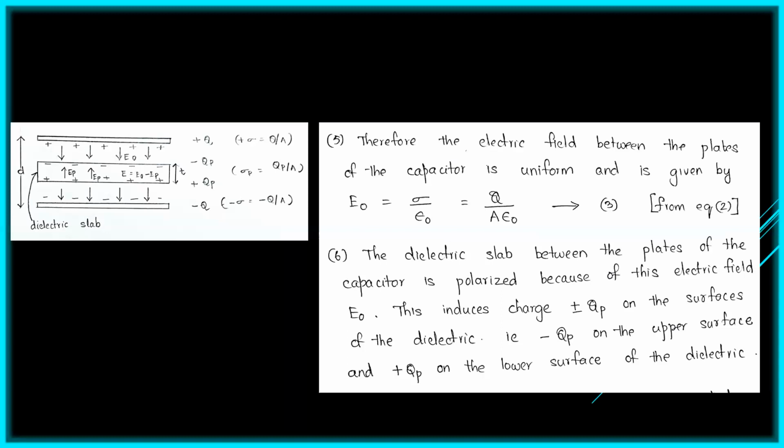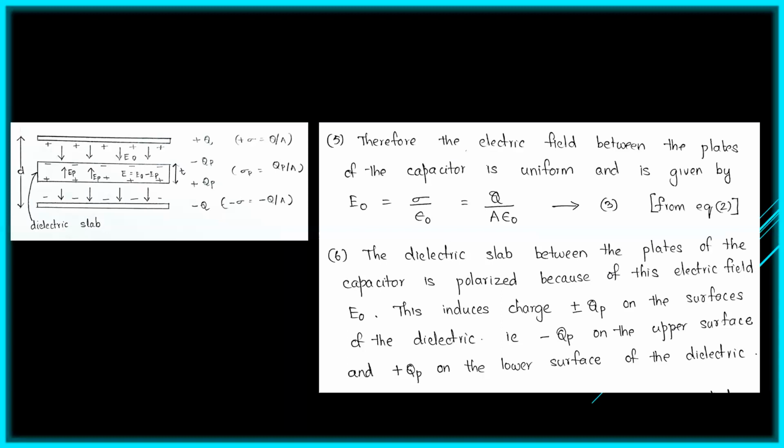In this picture, towards the positive plate of the capacitor, the dielectric is negatively charged, and towards the negative plate of the capacitor, the dielectric is positively charged. That means towards the positive plate, the dielectric got negative charge. Towards the negative plate of the capacitor, the dielectric got positive charge.